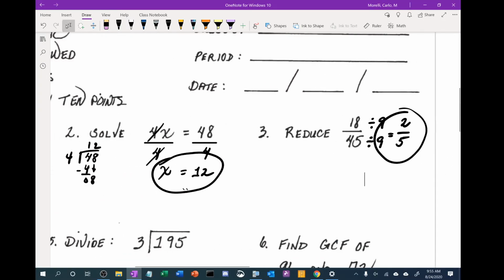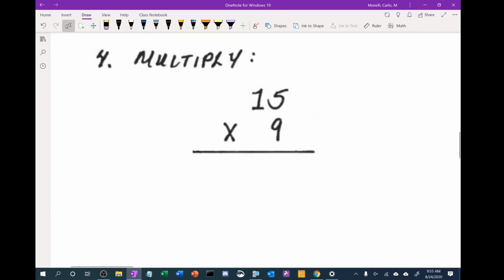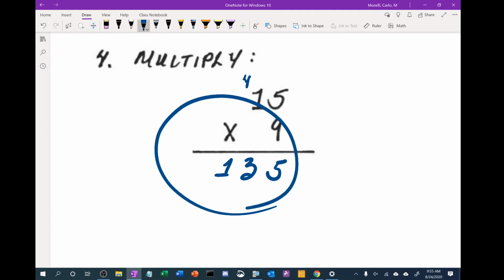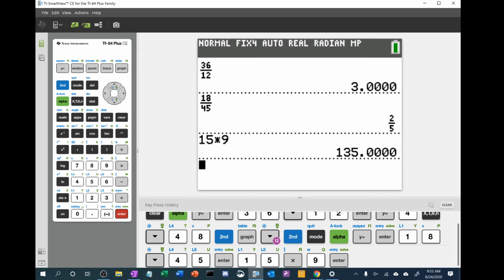So we've moved on from number 3. We're going to number 4. Now, I'm going to do this by hand, and then I'll show it on the calculator. Okay. So by hand, we would do 5 times 9. 5 times 9 is 45. So I write the 5, and I put a little 4 up here. 1 times 9 is 9, plus 4 is 13. Okay, so it's 135. Now, if you didn't know that, you could just go to the calculator and do 15 times 9. 135. Okay?